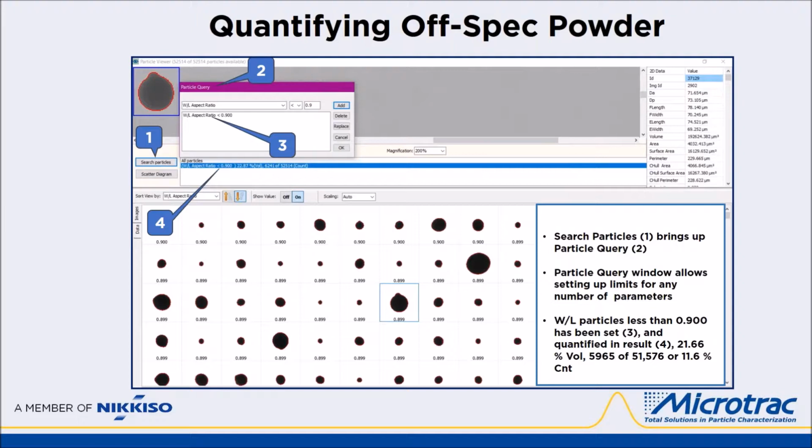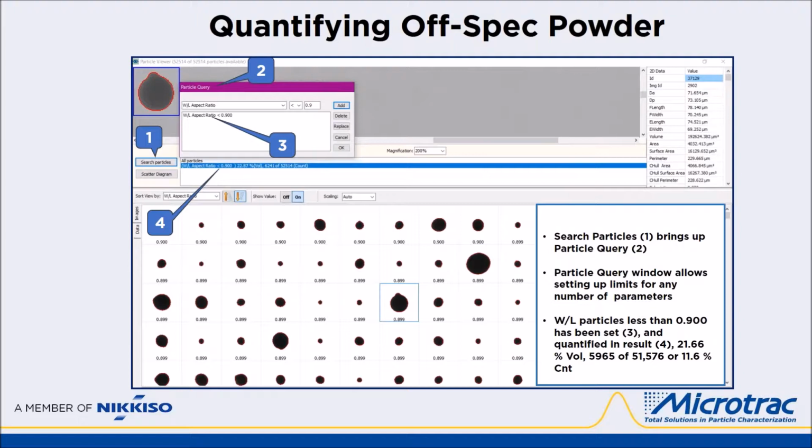So here we searched for the elongated or agglomerated particle population, and the result is shown in callout 4, highlighted in blue. It reports that the portion of particles meeting the search criterion is about 22% by volume of the whole sample and has a particle count of about 6,000 out of a total 52,000 particles in the sample, or 12% by number.